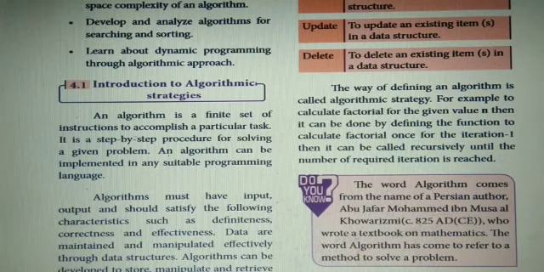So first, every algorithm must have an input, and an output. We give input to get some output, right? We are giving raw material, and finally we are receiving something. In between, there is a process. So this is the basic algorithm: input, process and output. That should be in this order.